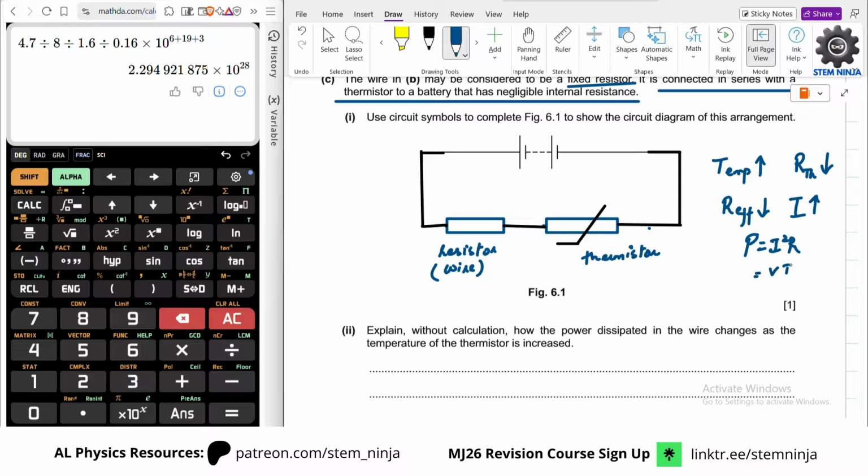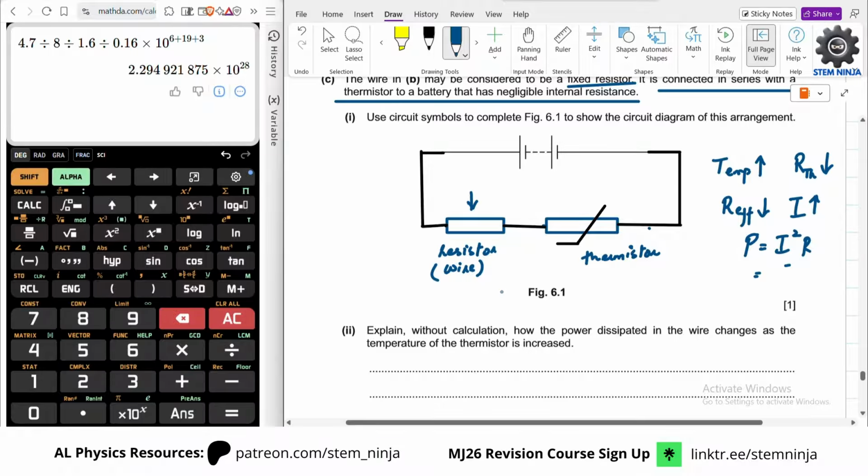It can also be written as VI, power dissipated in the wire. So the power dissipated in the wire is not changing. The resistance of the wire is not changing. The current flowing through it, however, changes. So the power dissipated would increase.